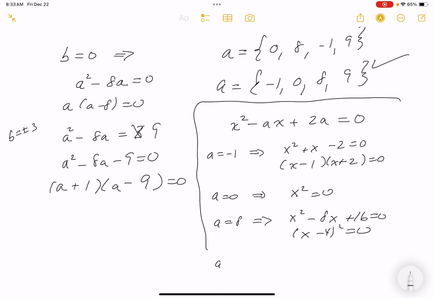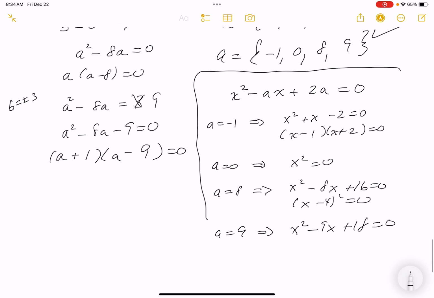Last one to do. A equals 9. What does that give us? X squared minus 9x plus 18 equals 0. I think I could factor that too, right? That's going to be 6 and 3, isn't it? Minus, minus. So the two integer solutions there would be 3 and 6. So we're good.